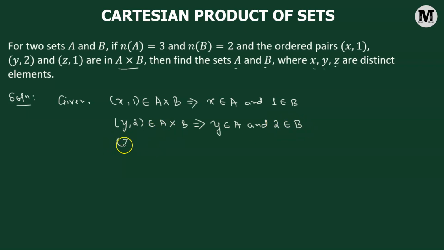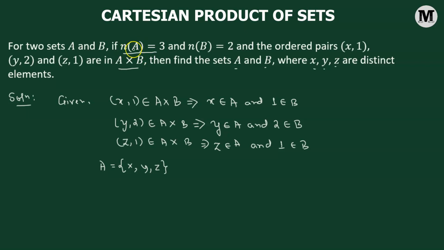And finally, we have the ordered pair (z, 1), which belongs to the Cartesian product of A and B. This simply means that z belongs to the first set, which is A, and the second element, which is 1, is going to belong to the second set. Now clearly, this tells us that set A contains 3 elements. We have the elements x, y, and z, which also matches the exact number of elements that is given in the problem.